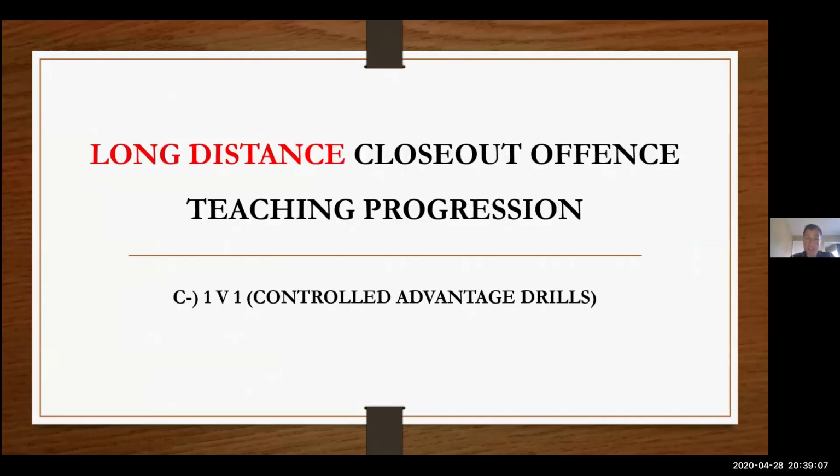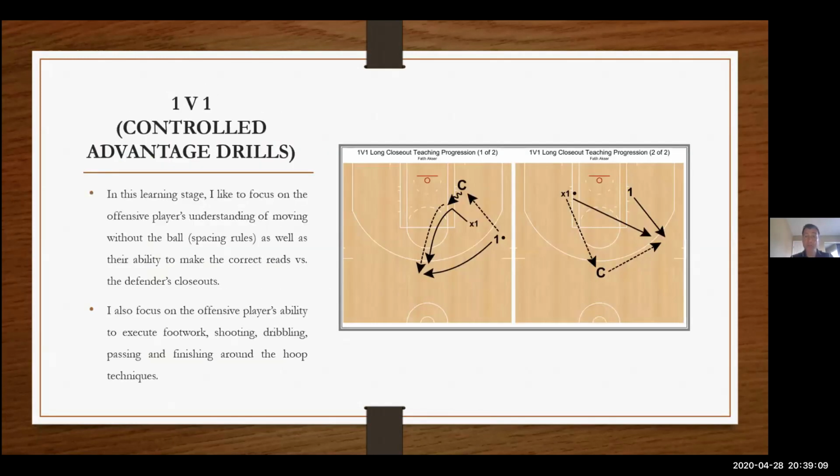At this stage, it's controlled advantage drills. What we are trying to do here, as I mentioned to you before, is give our offensive player a little bit of an advantage over a defensive player, so that within this, they are able to read and react within a competitive setting. In this stage, I like to focus on the offensive players' understanding of moving without the ball, as well as their ability to make the correct reads, and the defender's closeouts.